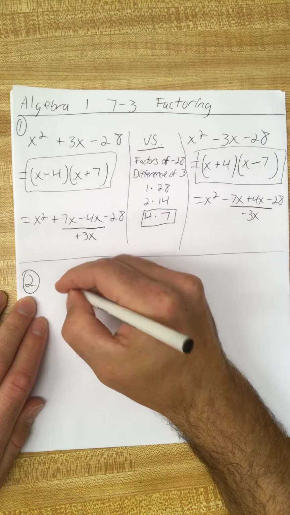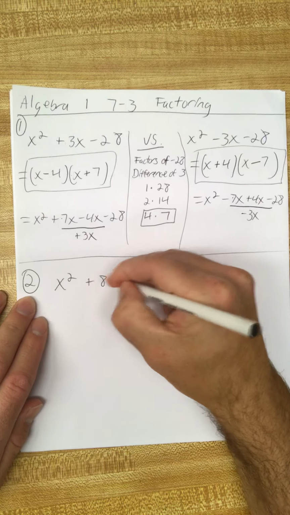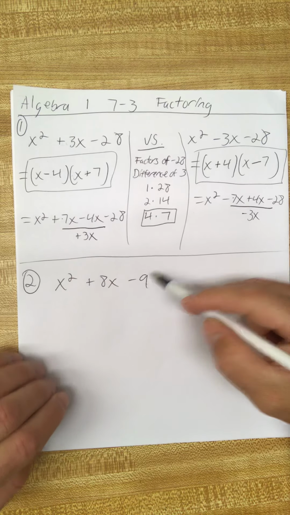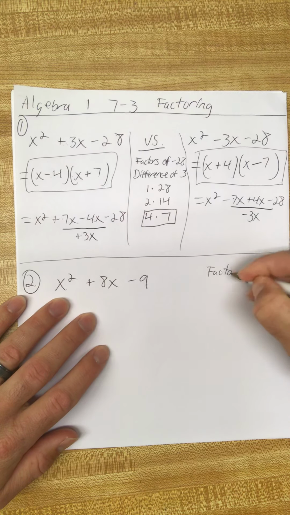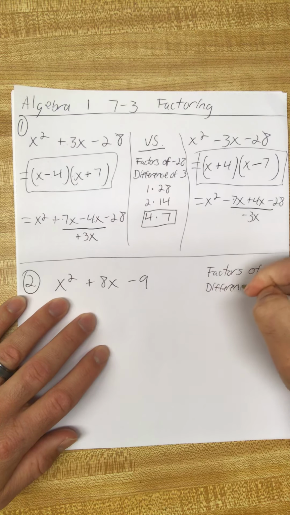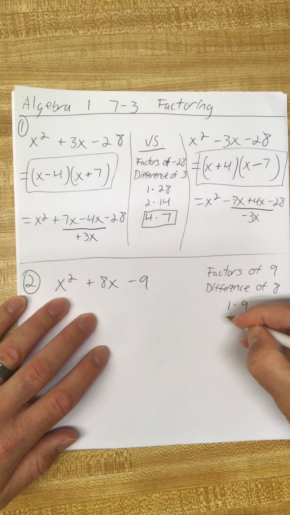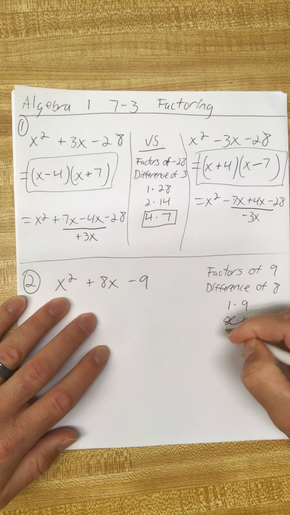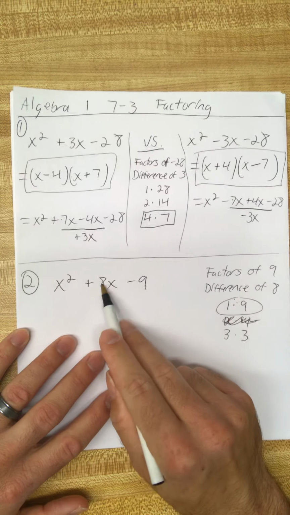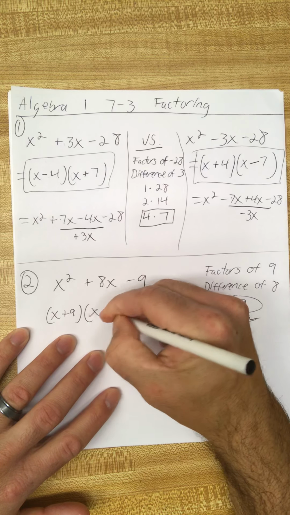All right, so let's just do one here. One that always gets a little bit tricky is when you're looking for factors of 9, with a difference of 8. Don't forget about your factors of 9. You have 1 and 9. You also have 3 times 3. So 1 and 9 have a difference of 8. And again, we're trying to make positive 8, so we're going to have x plus 9 and x minus 1.